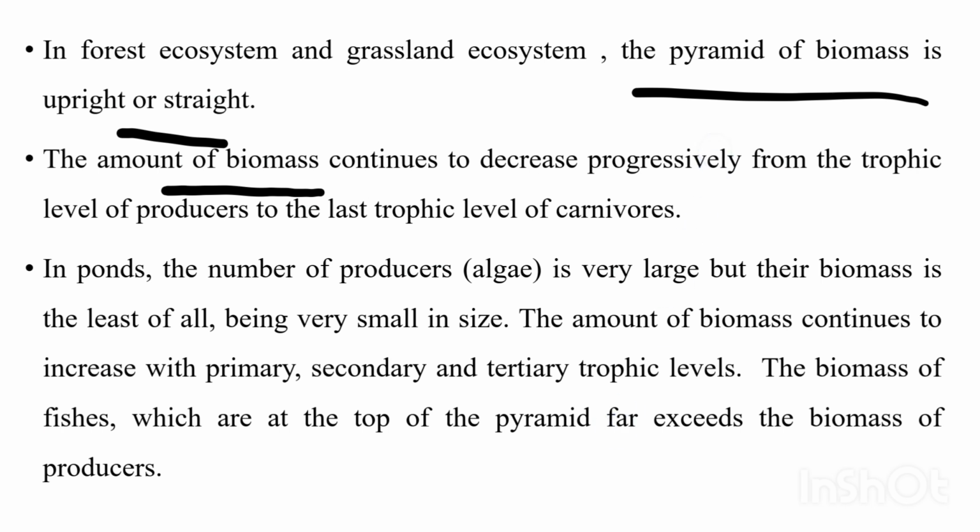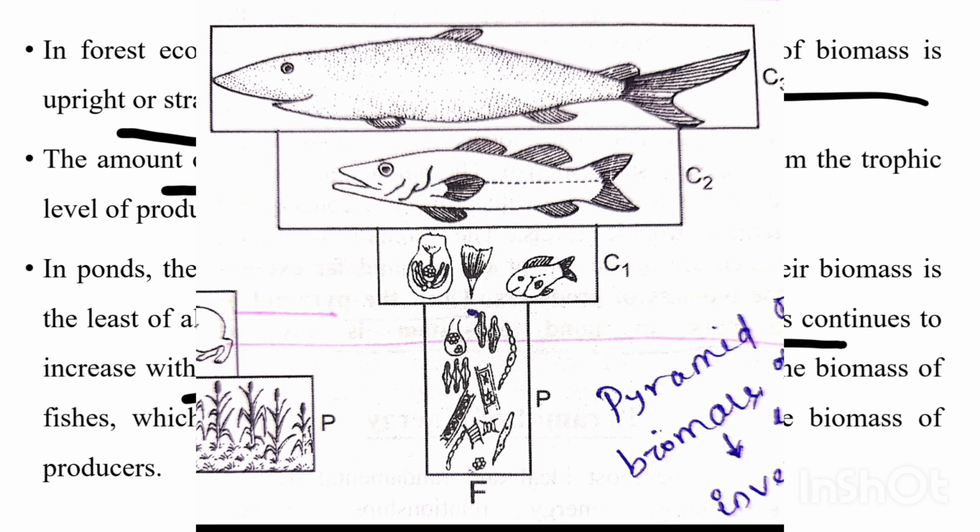But in a pond ecosystem, the number of producers is large, but biomass is less. The amount of biomass continues to increase because in a pond ecosystem the producers are algae or phytoplankton, which are very small in size, so their biomass is very less. And in the primary, secondary or tertiary trophic levels, large fish are present with high biomass. So in a pond ecosystem the pyramid of biomass is inverted.